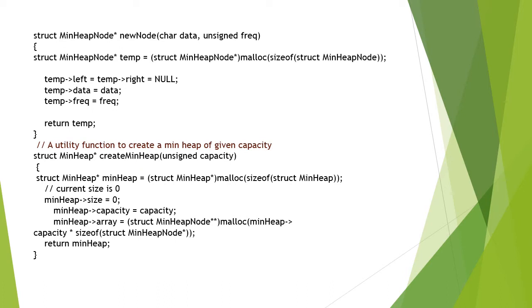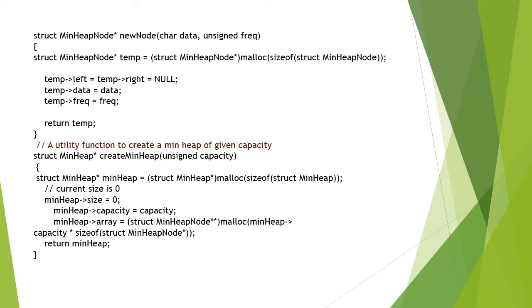In this function, newNode takes the parameters data and frequency. Here the left and right are declared as null, and the temp's data is given the data and the frequency is assigned the frequency, and we are going to return the temp.